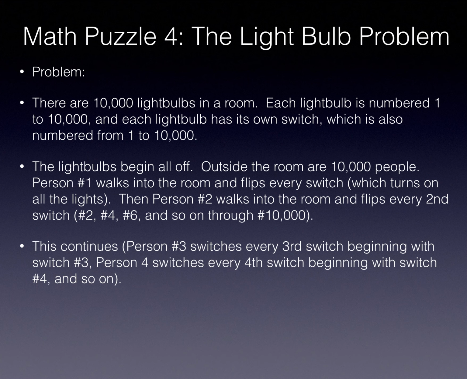The second person walks into the room and flips every second switch, so number 2, number 4, number 6, and so on. And then the third person walks in the room and starts at light bulb number 3 and flips every third switch. Person number 4 flips every fourth switch, person number 5 flips every fifth switch, and so on and so forth, all the way through 10,000 people.